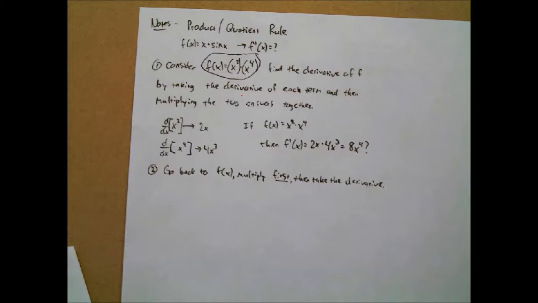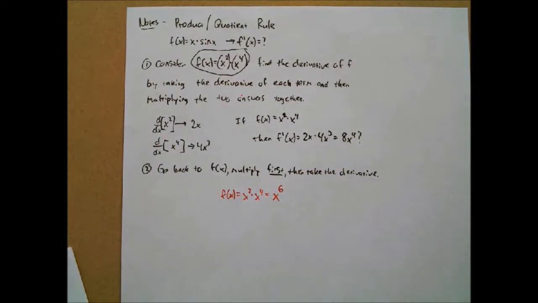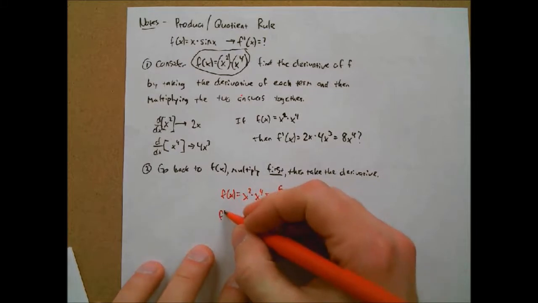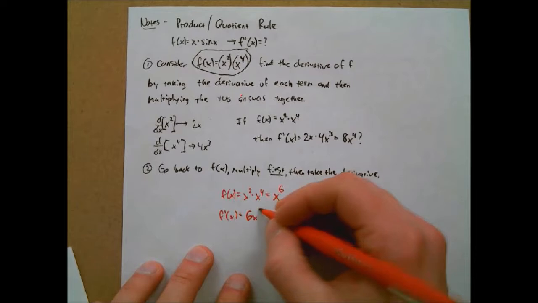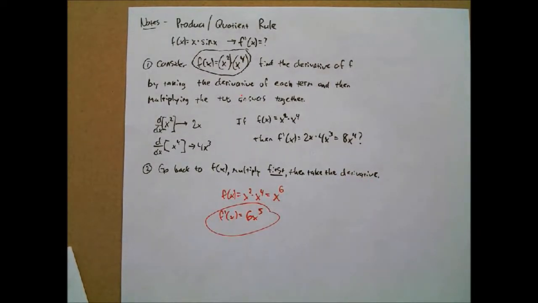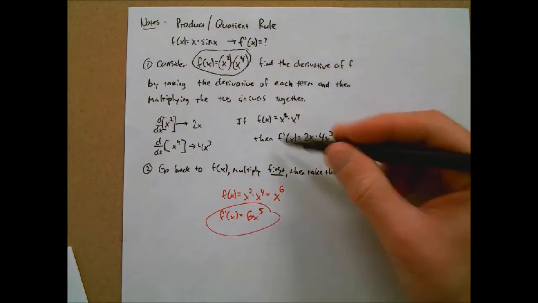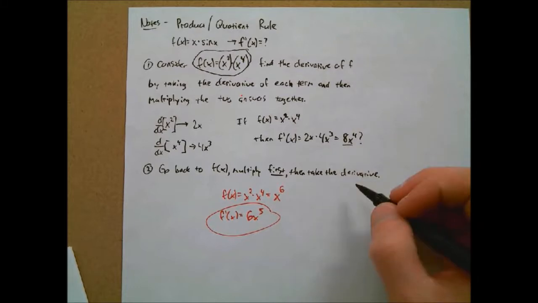Okay, so when you multiply them back together, you should get x to the 6th, right? When you multiply them together first, you get x to the 6th. And so then what will the derivative be here? 6x to the 5th. Okay, this is the actual derivative of f of x. Why did we do that whole thing up here? Because what was the result we got up here? We got 8x to the 4th, which does not match the 6x to the 5th.